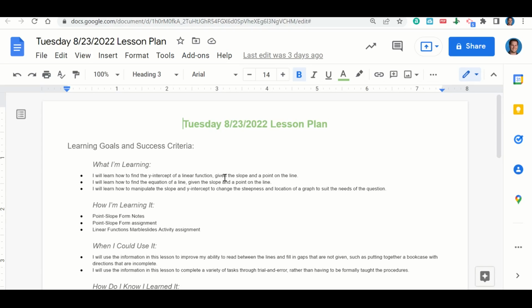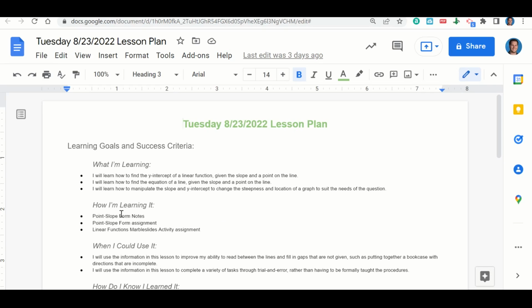First, what are we learning? We're learning how to find the y-intercept of a linear equation given the slope and a point on the line. We're learning how to find the equation of a line given the slope and a point on a line, and how to manipulate the slope and y-intercept to change the steepness and location of a graph to suit the needs of the question.